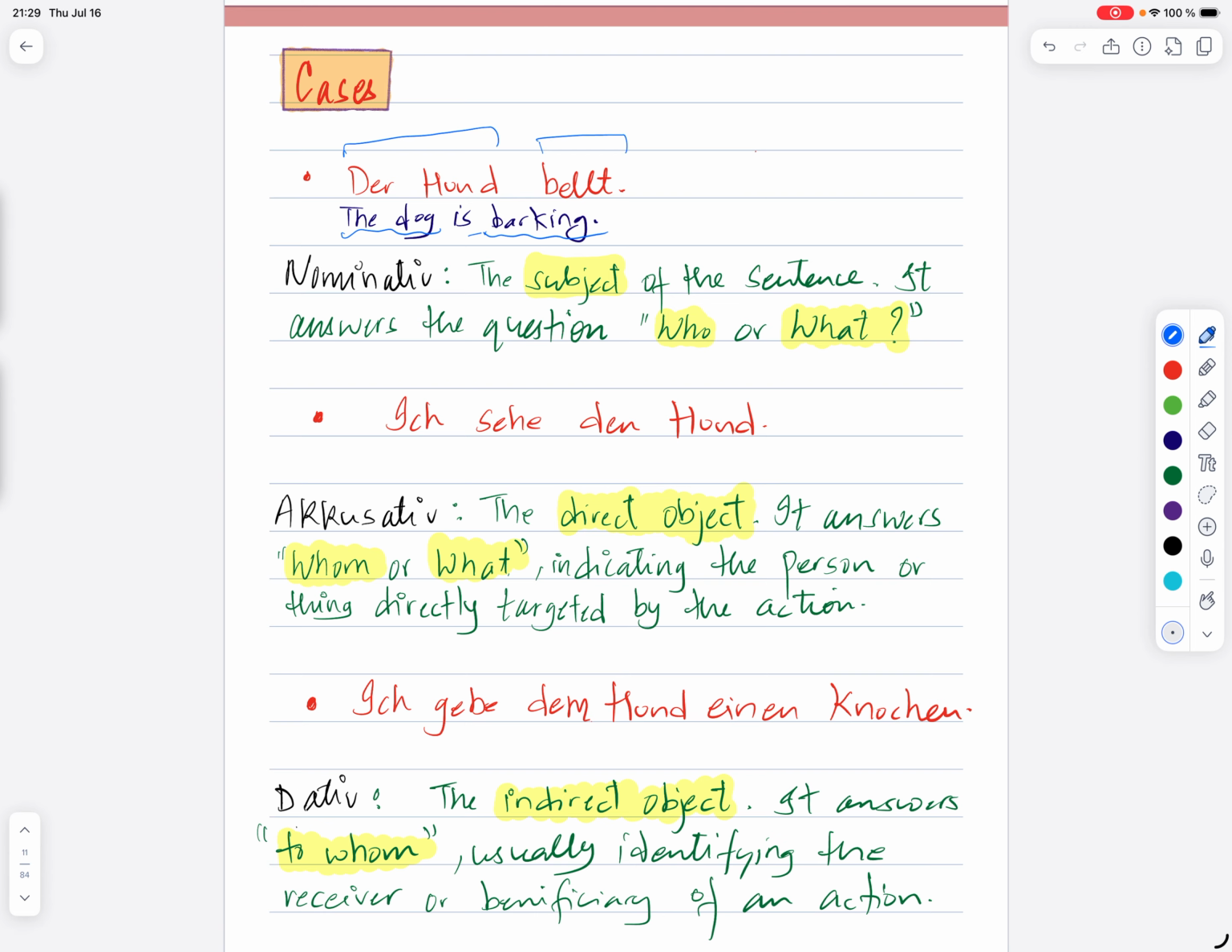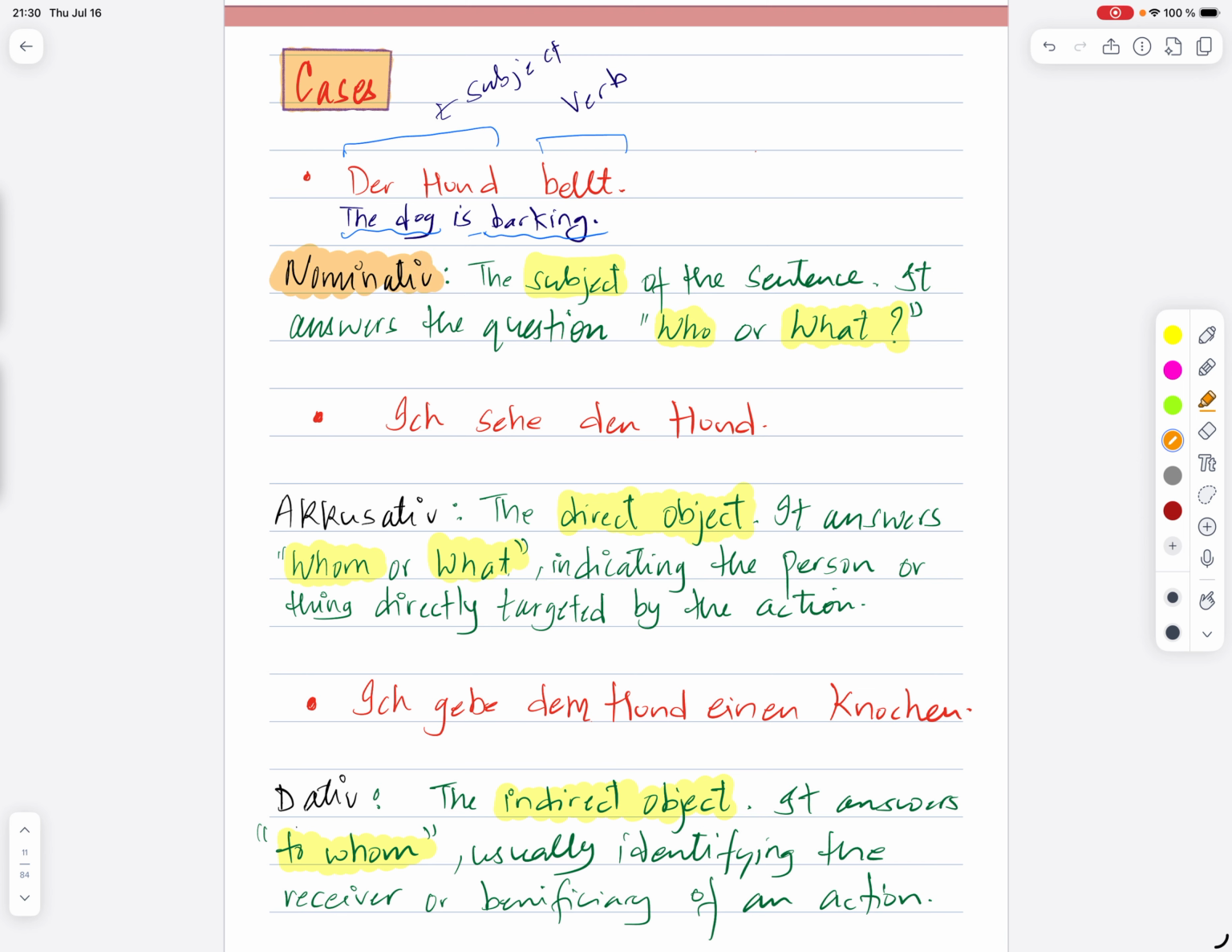If we follow the logic from before, then der Hund becomes the subject, and then we have the verb. If you have something like this, then the subject is in the nominative case. The subject of the sentence answers the question: who is doing the activity, or what is doing the activity? So here, who is doing the activity? Der Hund, the dog, is doing the activity, and the dog is in the nominative case.